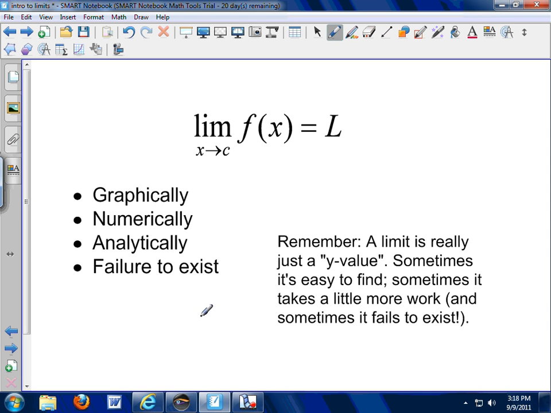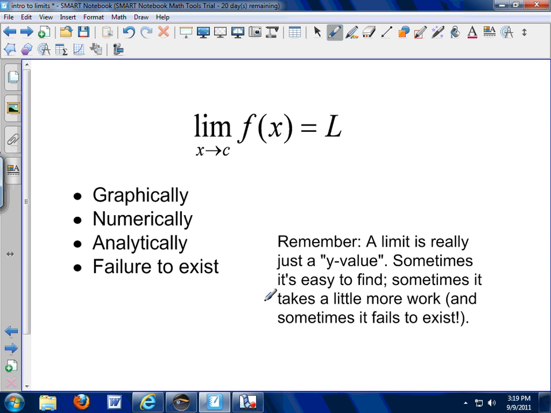So, wrapping up, the limit as x approaches c of a function is L. L is just some y value, that's all it is. Sometimes it's pretty easy to find. Sometimes we can just plug a number in. Sometimes we plug a number in and it gets there. Sometimes we can look at a graph and see where it is. Sometimes we can trace it along. Sometimes it takes a little more work.